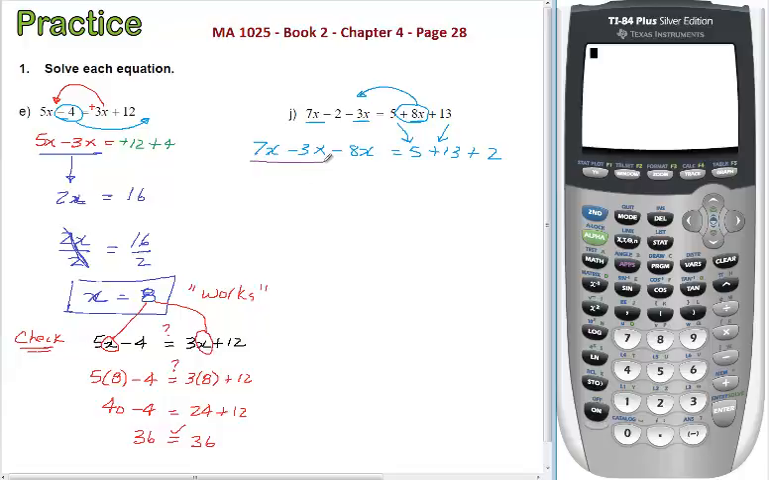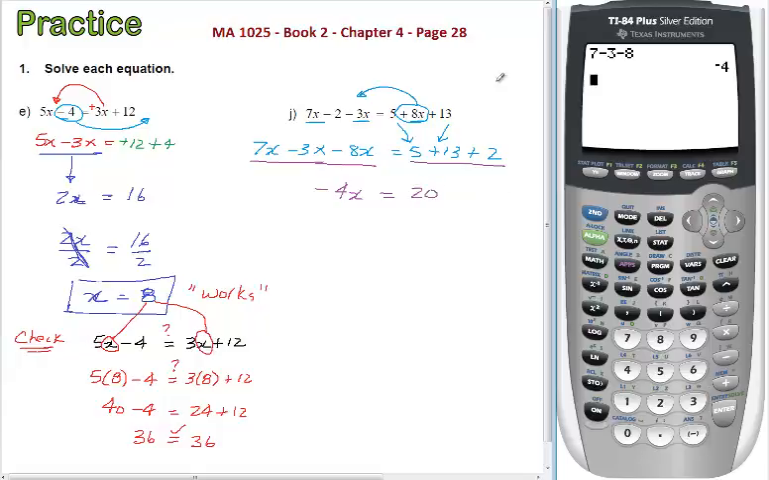7x subtract 3x is 4x. 4x subtract 8x is negative 4x. So it looks like I get negative 4x on this side. Now I'm going to double check that by just combining. So I got 7 on my calculator, subtract 3, subtract 8. Let's see what we got here. Look at that, negative 4. On the other side, of course, I combine all 3 together quickly. 5 plus 13 is 18 plus 2 looks like to be 20.